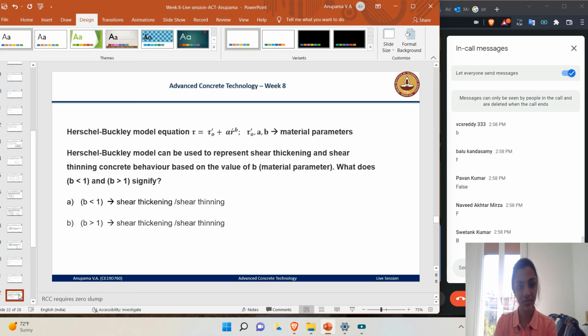Okay, moving on to the next question. The Herschel-Bulkley model equation. So the equation is given. It can be used to represent the shear thickening and shear thinning behavior of the concrete. That depends upon the value of B, which is a material parameter. A and B are material parameters. So my question is, what does B less than 1 and B greater than 1 signify? So B less than 1, does it signify shear thickening or shear thinning? Also, B greater than 1 makes it shear thickening or shear thinning?